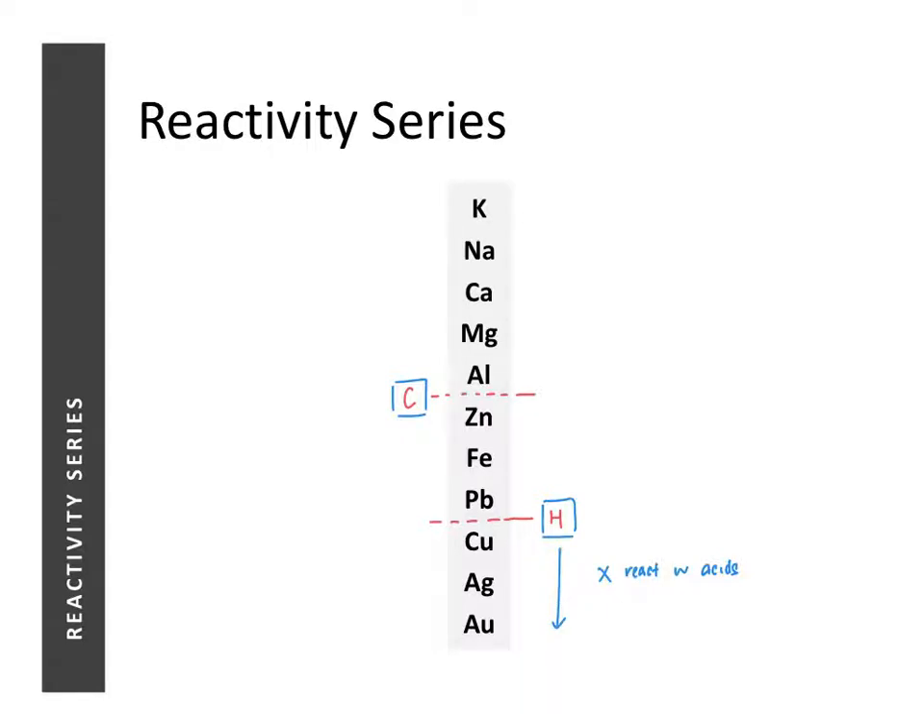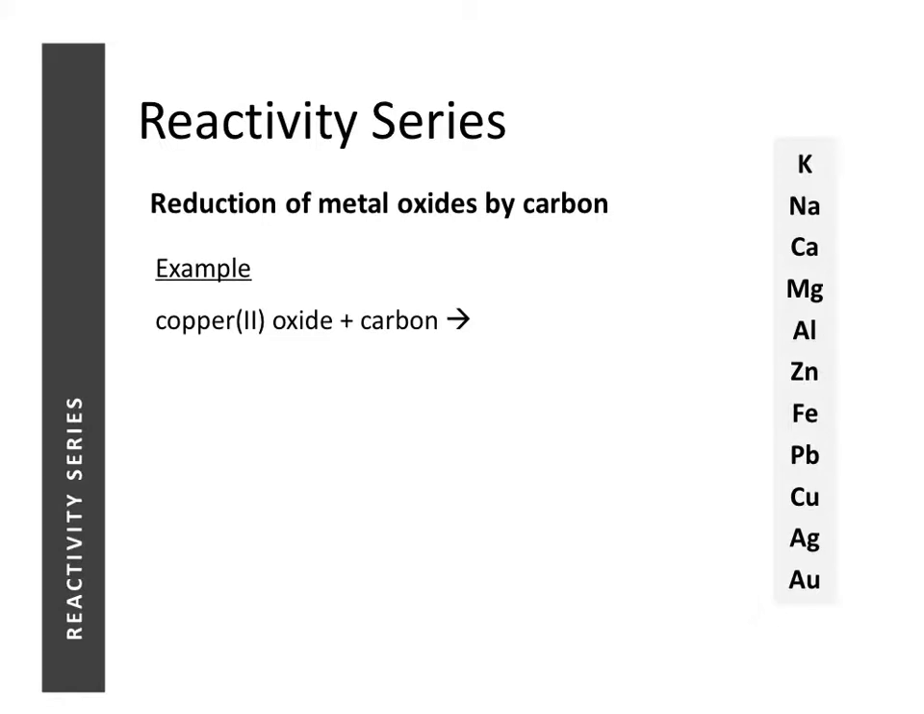What does it indicate? It is this: for metals below carbon, the oxides that they form can react with carbon. And on reacting with carbon, what do they form? They form back the metals themselves. Alright, so how about metals above carbon? For metals above carbon, the oxides will not react with carbon.